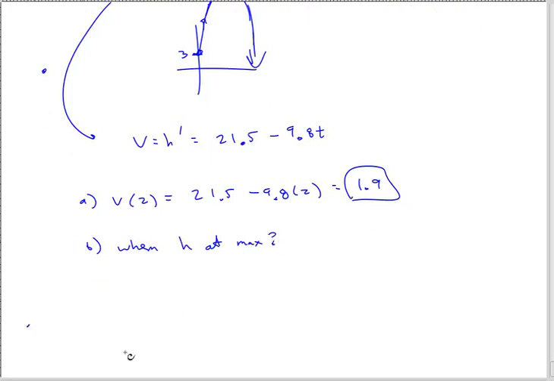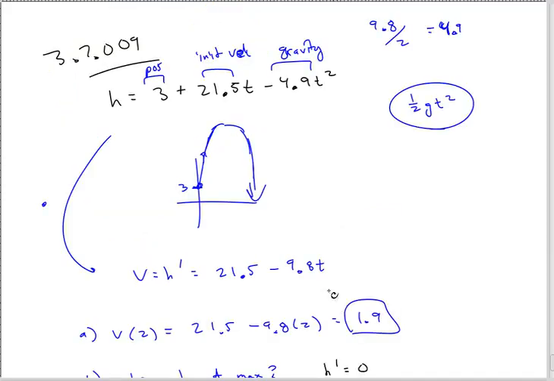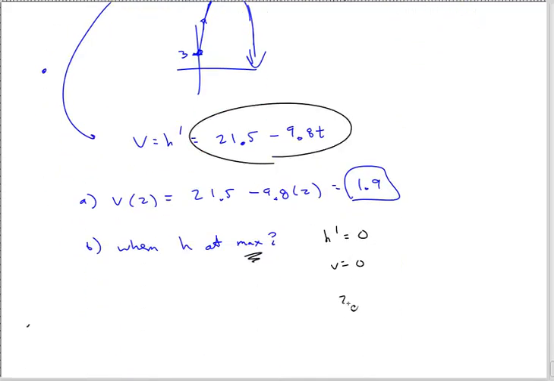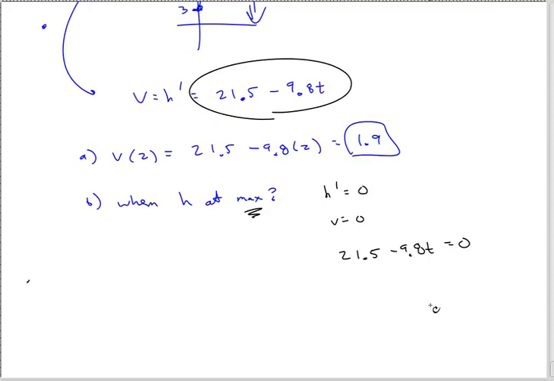Okay. Part B says, when is h at a max? All right, so how does this work? Well, to find a maximum, we're going to be taking the derivative equals 0. Sorry, let me do this. The derivative equals 0. That means my velocity equals 0. That means I'm going to take this formula right here and set it equal to 0. And so then I move this over, and I divide by the 9.8 to the other side, and I got 2.19 seconds. Okay, cool.